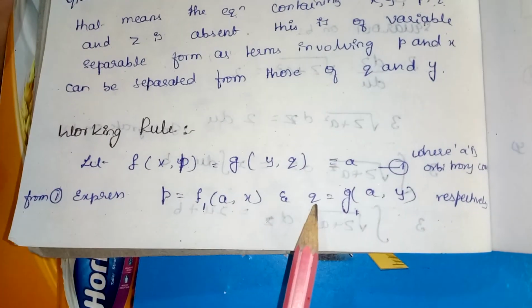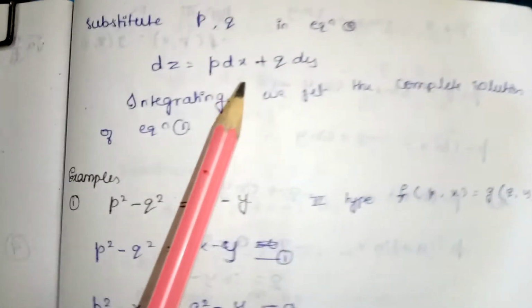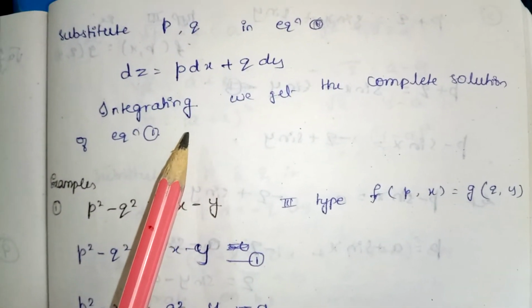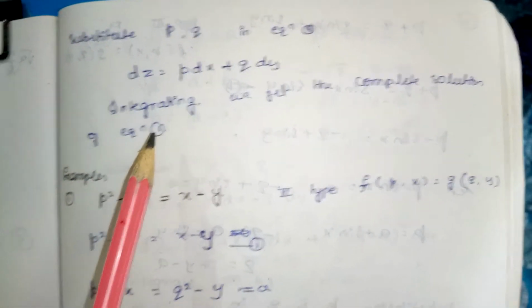ಈ p ಮತ್ತು q ವ್ಯಾಲ್ಯೂವನ್ನು dz is equal to p dx plus q dy ಸಬ್ಸ್ಟಿಟ್ಯೂಷನ್ ಮಾಡಬೇಕು. ಸಬ್ಸ್ಟಿಟ್ಯೂಟ್ ಮಾಡಿ ಇಂಟಿಗ್ರೇಟ್ ಮಾಡಿದರೆ we got the complete solution of the equation 1.